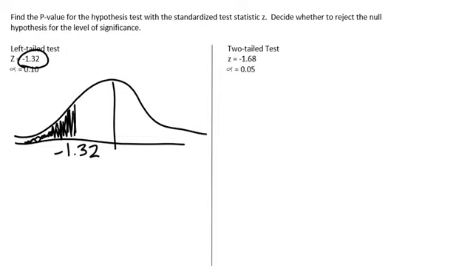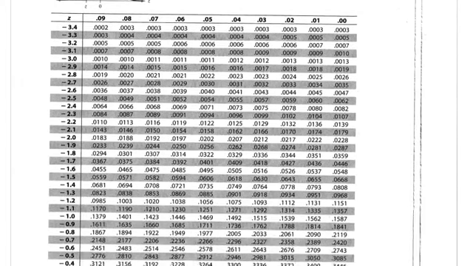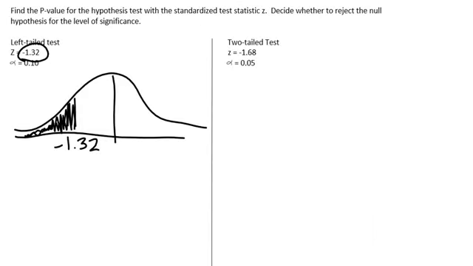So we need to go to our standard normal table and find the area to the left of negative 1.32. Here's my table, and you can find this table in the back of your book in the appendix. We're going to look for negative 1.32. Okay, there's my negative 1.3, negative 1.32. So where they intersect is 0.0934. Therefore, this area right here is 0.0934.